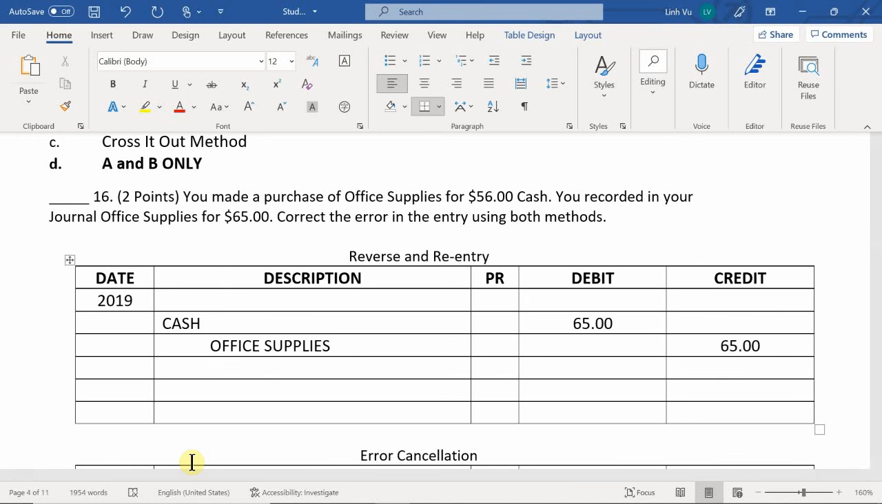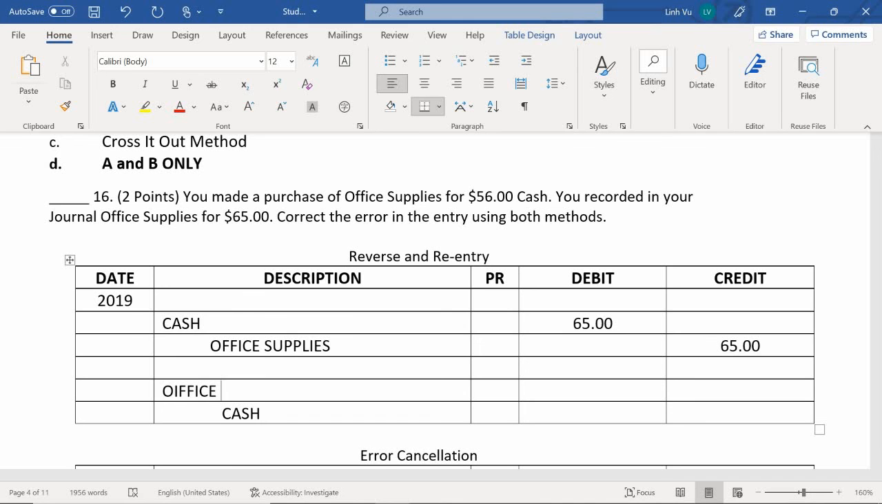So you would credit cash. Yeah, credit cash of 56 and then debit it to office. Good, good, good. So this is how you do it, right? The reverse and re-entry, right? You need to reverse the transaction.